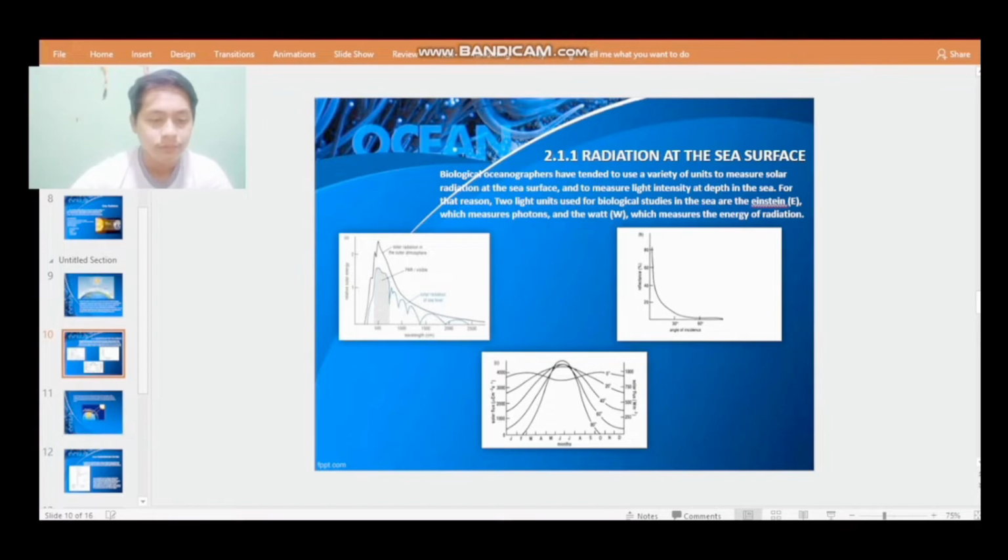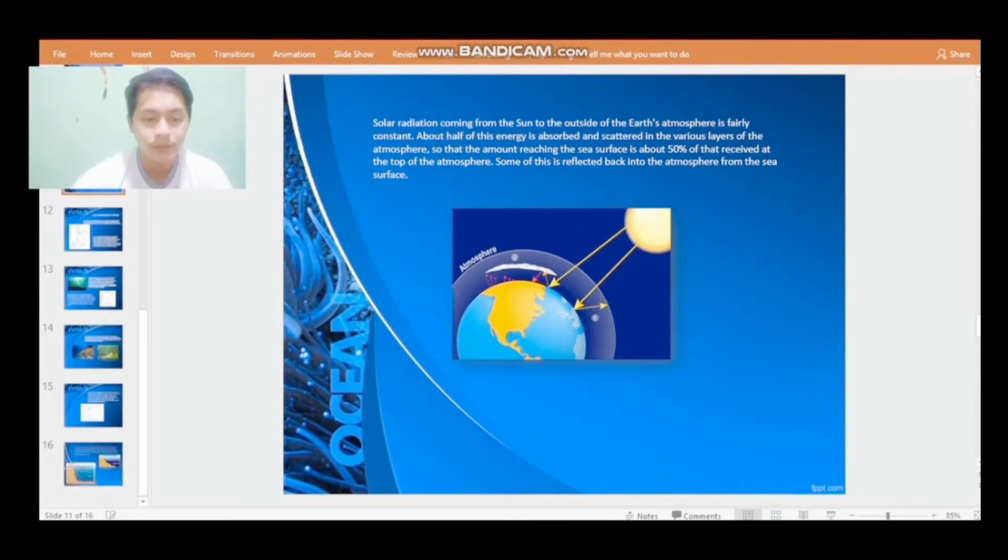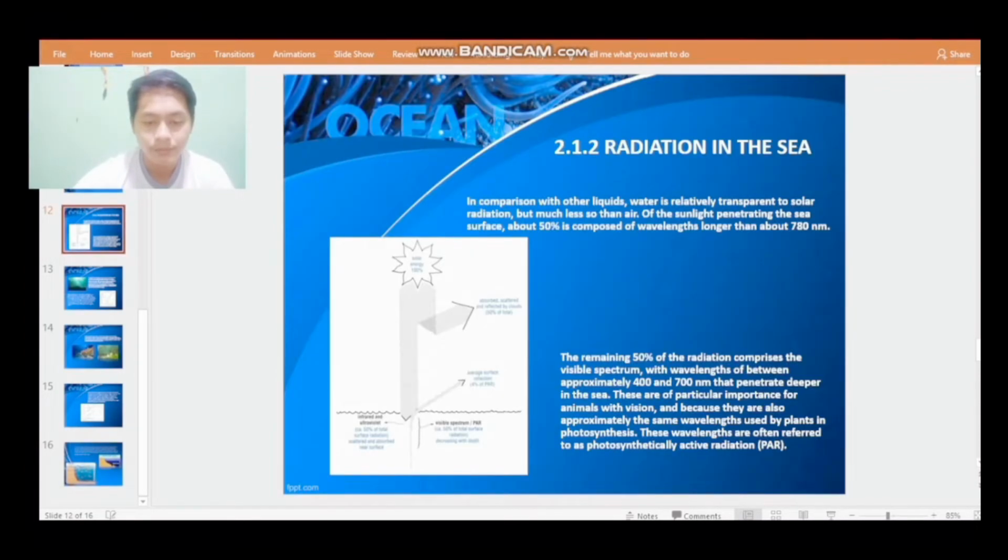Moving on, now in this part, the solar radiation coming from the sun to the outside of the Earth's atmosphere is fairly constant. About half of this energy is absorbed and scattered in the various layers of the atmosphere, so that the amount reaching the surface is about 50% of that received at the top of the atmosphere. Some of this is reflected back into the atmosphere from the sea surface.